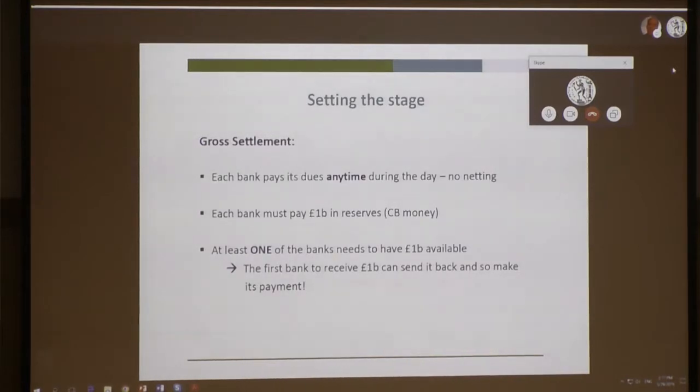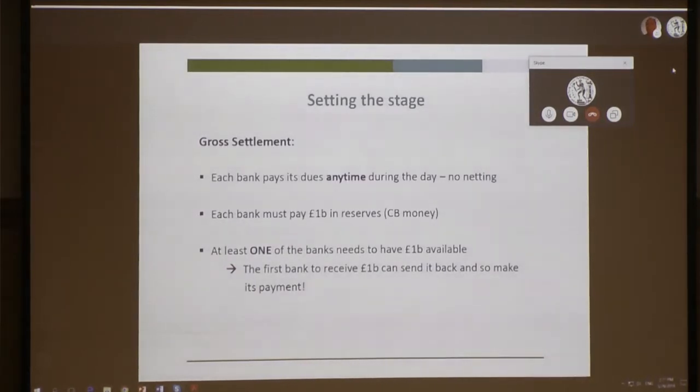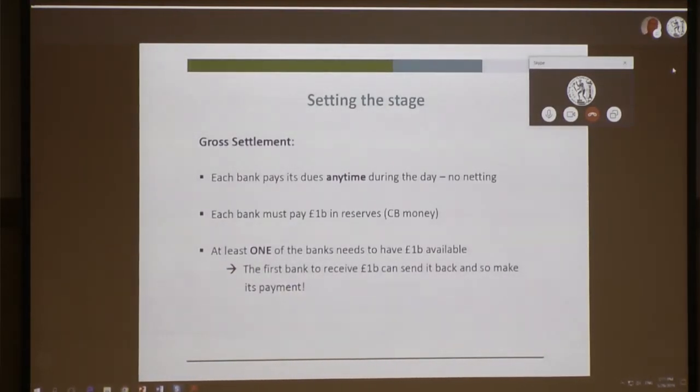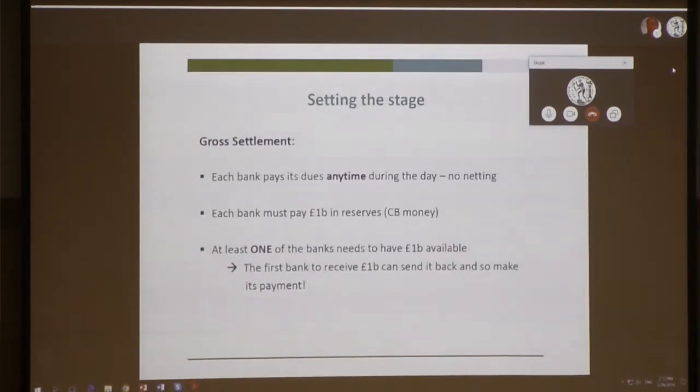But the important thing is that at least one of these banks must have £1 billion in their reserve accounts to make these payments. And the reason for that is what we just discussed earlier: in principle, if you are the first bank to receive the 1 billion, then you can take this 1 billion and send it back to the bank that just paid you and make your own payment that way. So if at least one of the two banks has 1 billion available, then both of these payments, a total of 2 billion, can be made.